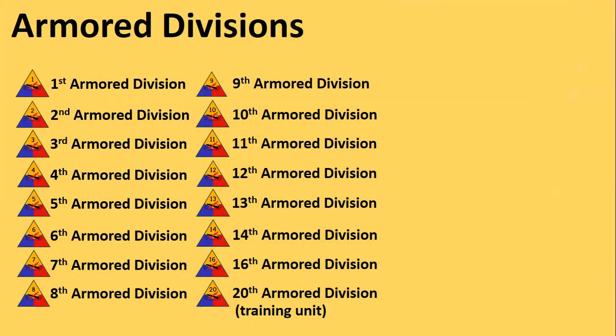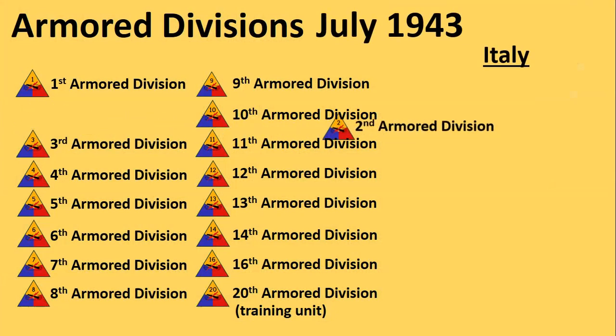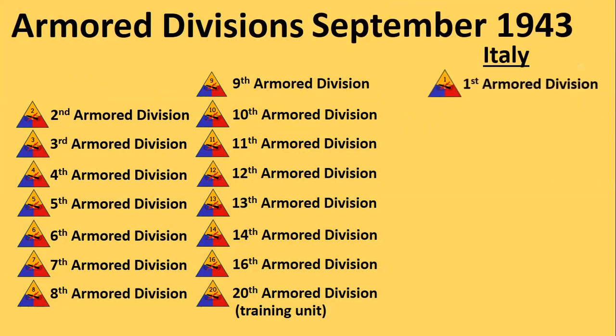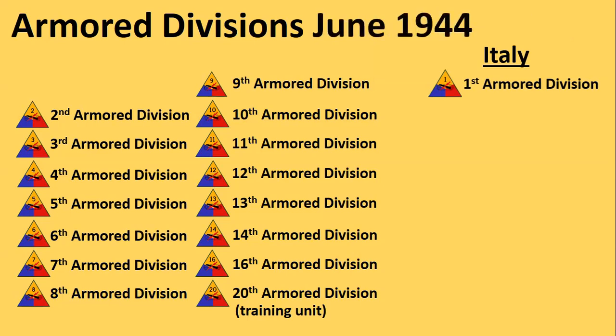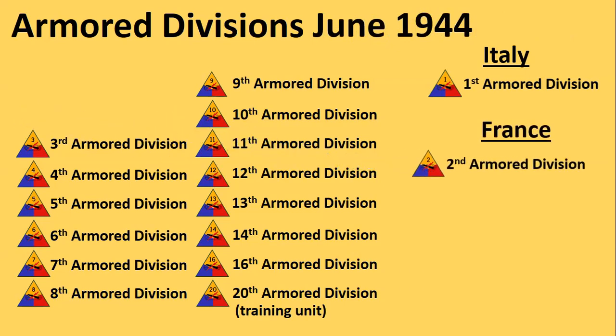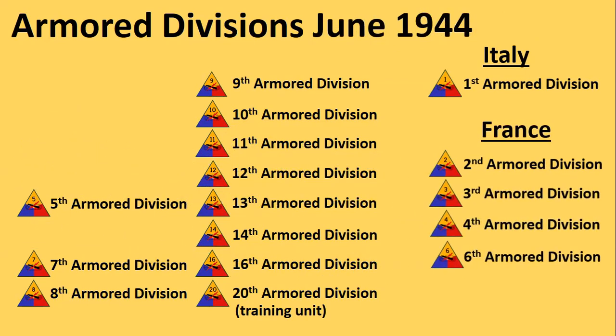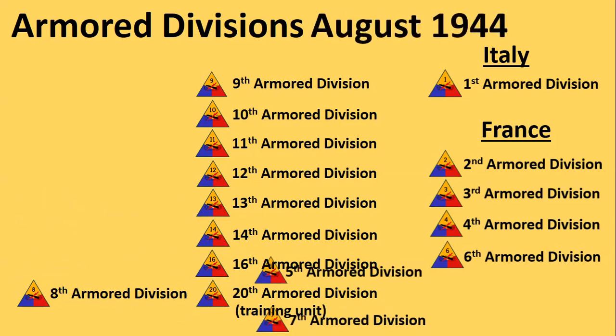The invasion of Italy in July 1943 saw the baptism of fire for the 2nd Armored Division, which was withdrawn after the conquest of Sicily. From September 1943, the refitted 1st Armored Division came into action on the Italian mainland, where it remained until the end of the war in 1945. In June 1944, the Normandy campaign in France saw the redeployment of the 2nd Armored Division, followed by the 3rd, 4th and 6th Armored Divisions in July 1944, and the following month the 5th and 7th Armored Divisions.